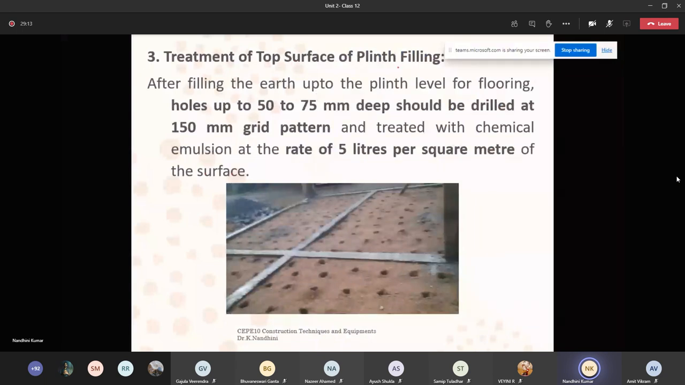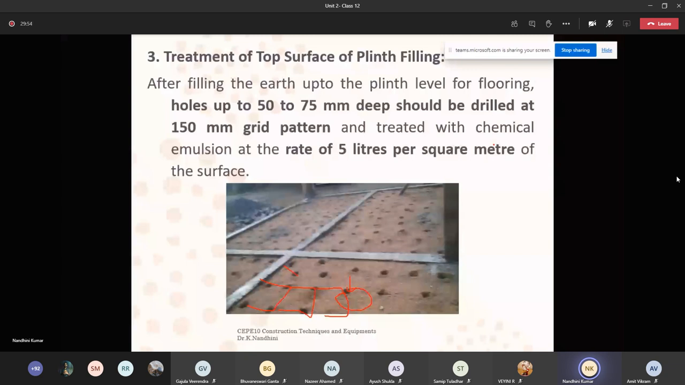Treatment of the top surface of plinth filling. I told you, once it is done, you are going to do this in a grid manner. You see, this is a grid manner with 150 mm spacing. If you spray the chemical into this, it will spread uniformly. It will cut any chain growth. Always remember, for the horizontal spray we require only 5 liters. For the vertical spray, we require 7.5 liters per meter square.